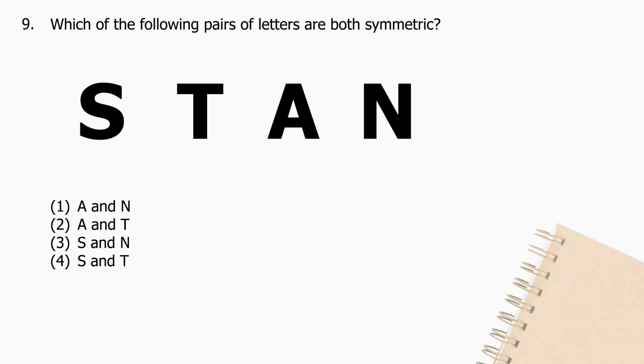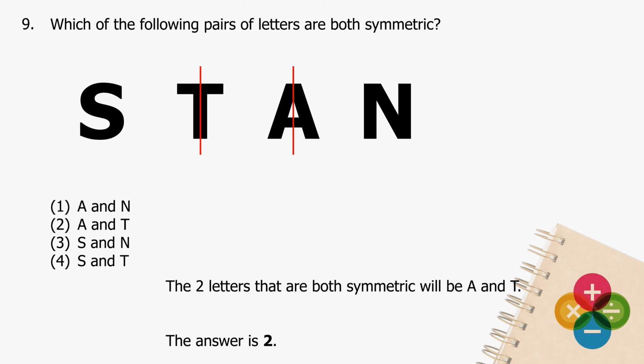Question 9. Which of the following pairs of letters are both symmetric? S, T, A, N. The two letters that are both symmetric will be A and T. The answer is 2.